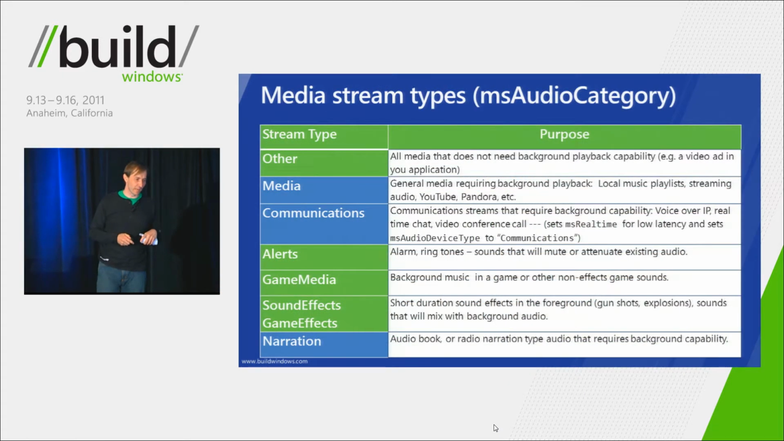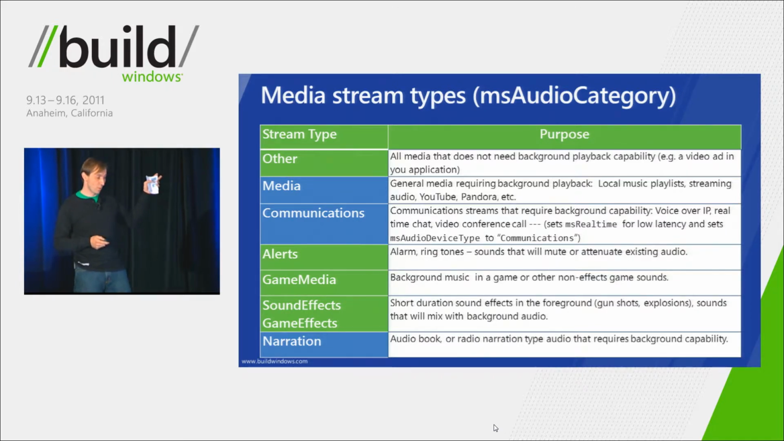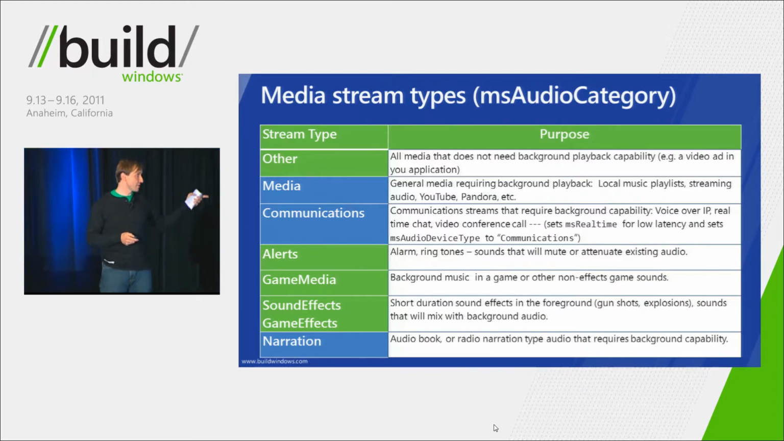So these are the two areas. These are the categories that you have available to you as you set this category value. As I said, I'm not going to go through all of them. I just want to point out that the ones in blue are the ones that enable you to do background audio. If you use those, then that will enable background audio for your current audio or video tag, or media element, respectively.